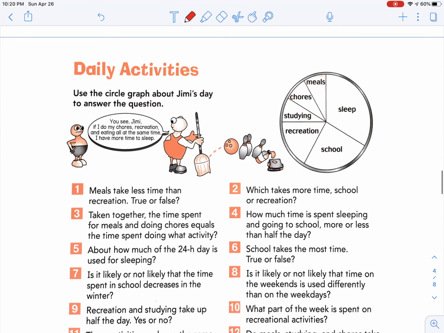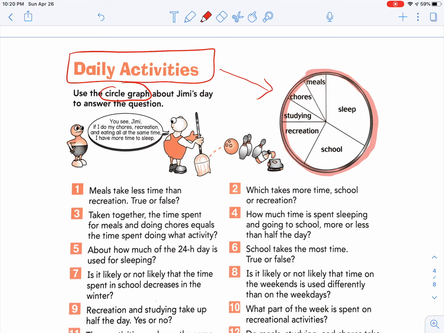This next one is a circle graph, and the particular title to this circle graph is off to the side. It's daily activities. Now, we've talked about circles. Circles add up to 360 degrees. And sometimes they'll give you percentages on this circle graph.